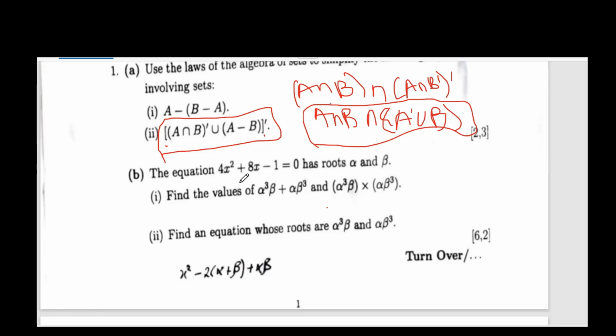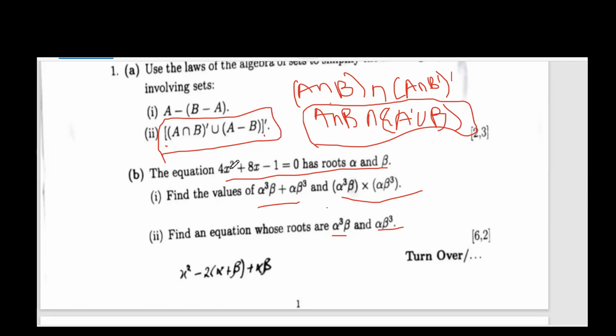They're saying the equation has these roots. Then they're saying find the values of this, and then find the value of that. Then in part B, they're saying find an equation whose roots are this. So how do you find this? How do you solve this question? It's linked to this question, so you start from the top until the bottom.